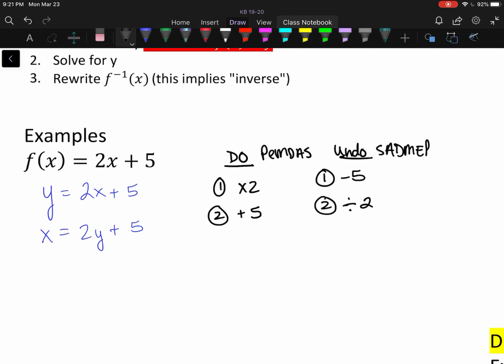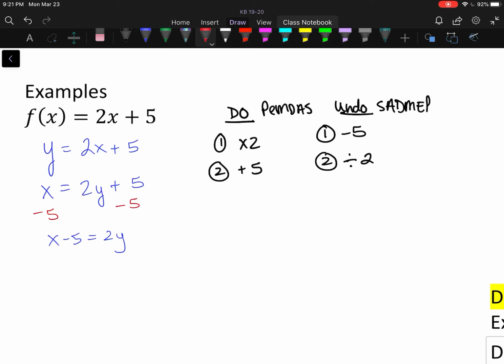So when we look at this problem and finding an inverse, the first thing we're going to do is subtract 5 from both sides. And so that would give us x minus 5 equals 2y. And then our next step would be to divide by 2. And so that gives us y equals x minus 5 over 2.